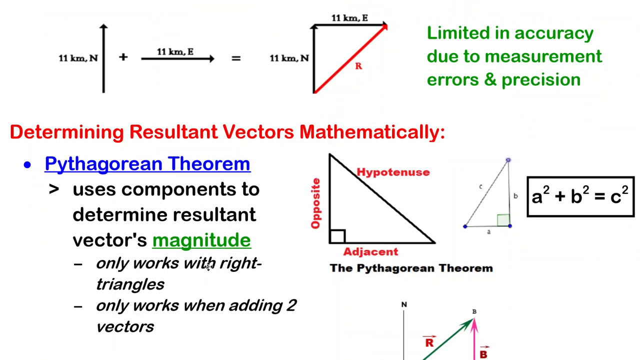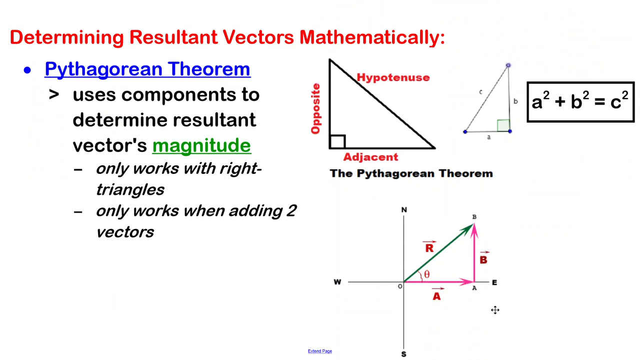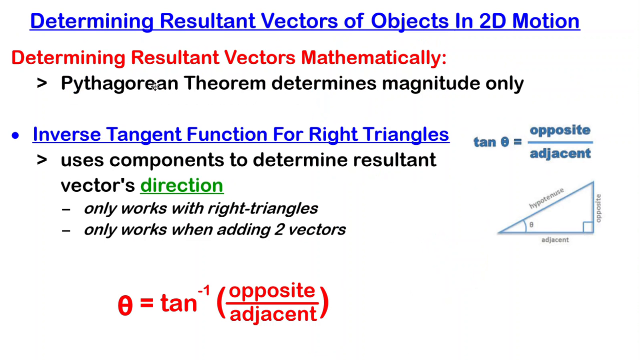This is only going to work with right triangles, and this is only going to work when we know two sides of a triangle. The other thing, notation-wise, is that the two legs of the triangle, or the components here, will be A and B in our equation, and the hypotenuse is always going to be C. Okay, so that would give us the magnitude, right?